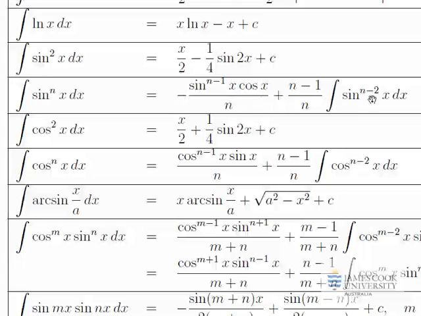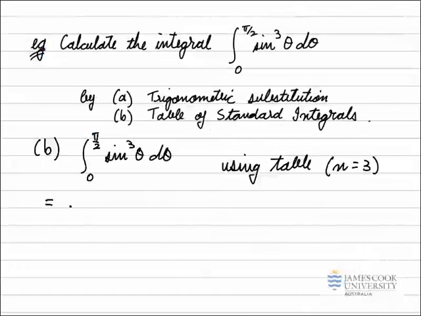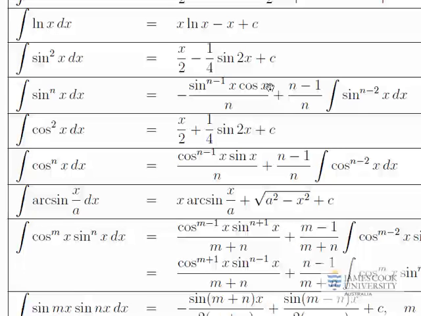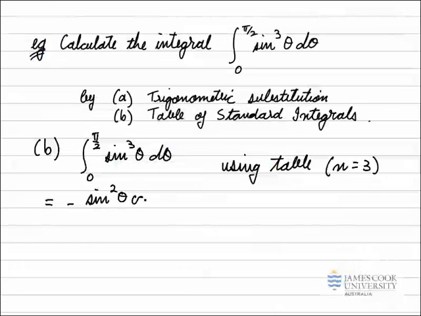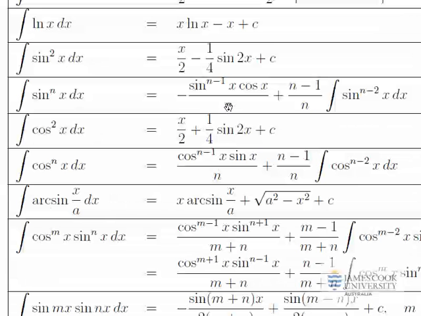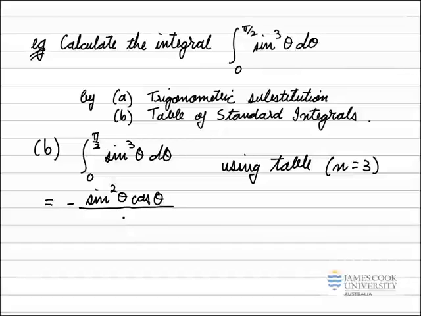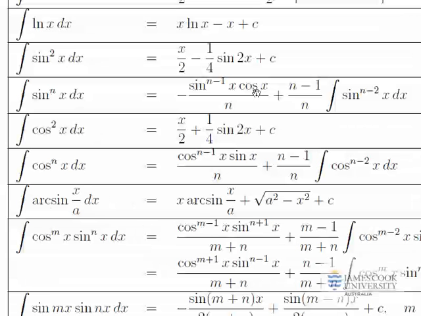So I'll just translate this over to the other page. It's minus sine, n is 3, so sine squared x. Over here we have minus on the top line sine squared theta now, multiplied by cos x, so in our example that's multiplied by cos theta. All of that is being divided by n, which in our example is 3. We'll now evaluate that bit in between 0 and pi on 2. That was not on the table, but that's what we have to evaluate.